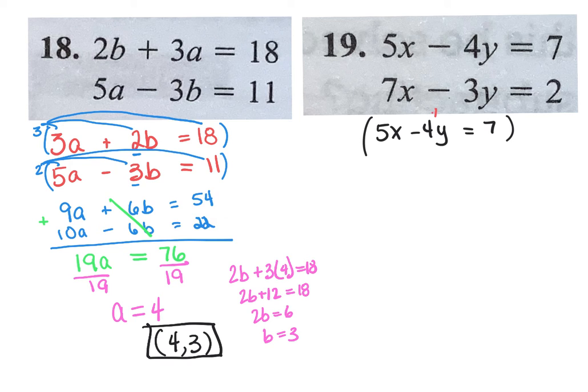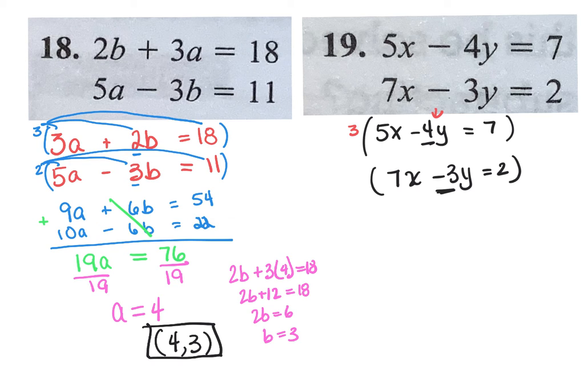I'm trying to get this y instead of a 4 to be a 12. So what do I multiply by? Yeah, 3. Okay. And then I'm going to take my bottom one, 7x minus 3y equals 2. And I need this to be 12. But this guy is going to be negative 12, so I need this to be positive 12. So what do I have to multiply that guy by? 4, specifically negative 4. Okay.